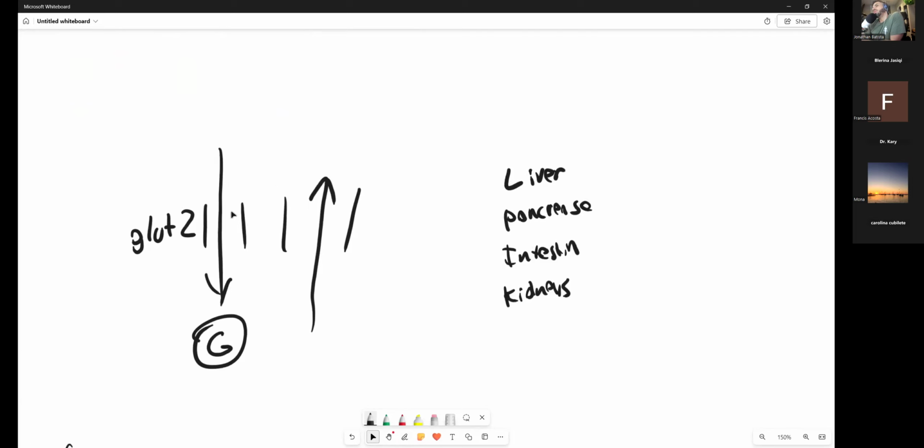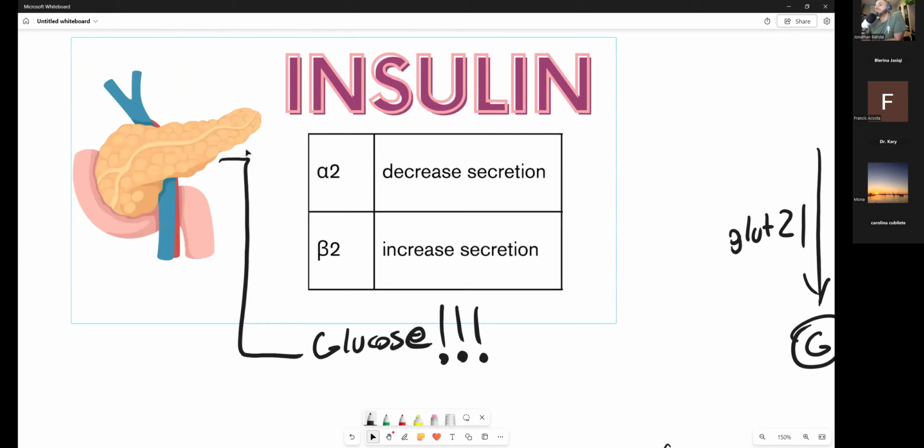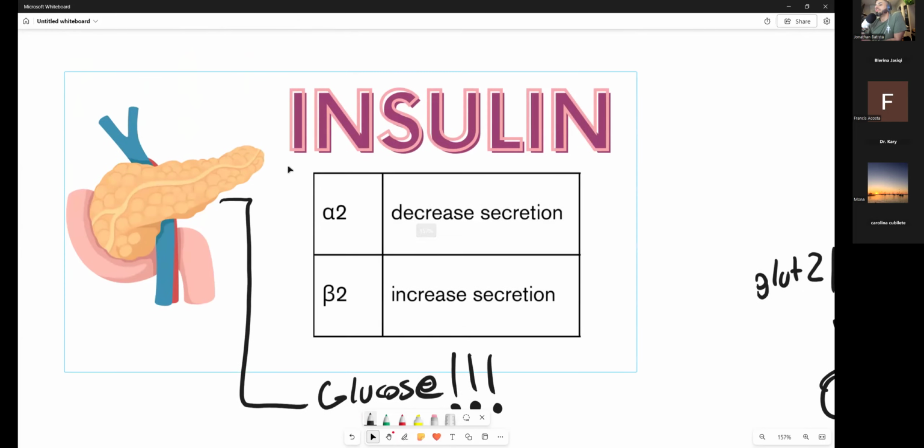Well, no, it won't. What it's doing is decreasing gluconeogenesis. Okay, and then beta blockers, they are blocking insulin secretion, and that's why it can cause hypoglycemia because you're not... I don't get that part.